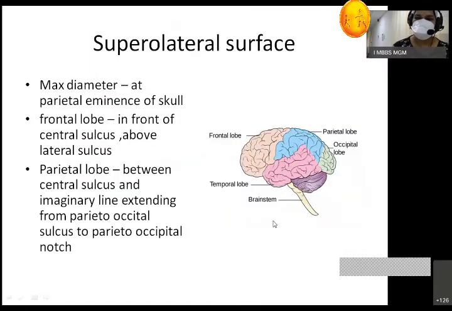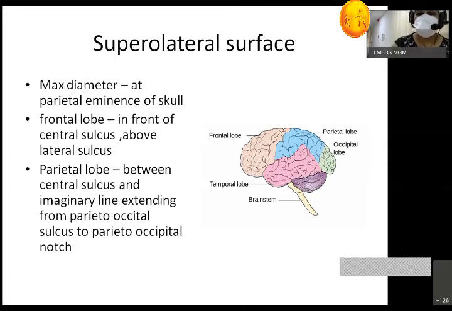So we'll see the surfaces now. On the superolateral surface, the maximum diameter of the cerebral hemisphere is at the level of the parietal eminences of the skull, same as the skull. Now you have to understand, though we have given the same names to the lobes and the bones, they do not coincide. So the frontal lobe may not be very small compared to the frontal bone. The coronal or sagittal suture doesn't determine the boundary between the lobes; it determines the boundaries between the bones only.